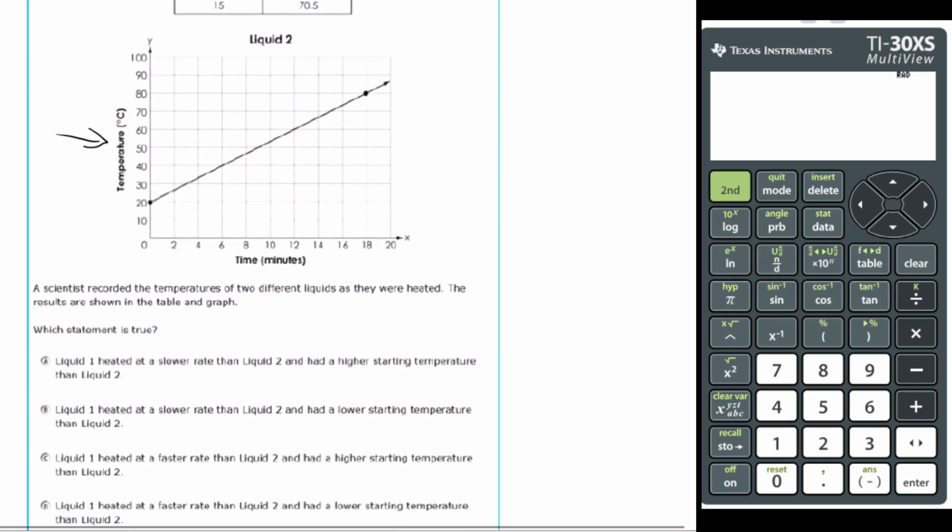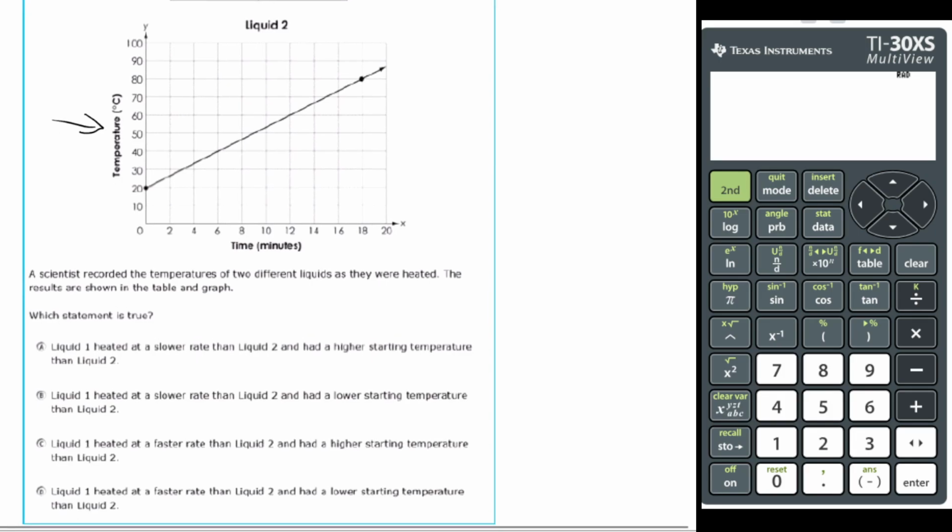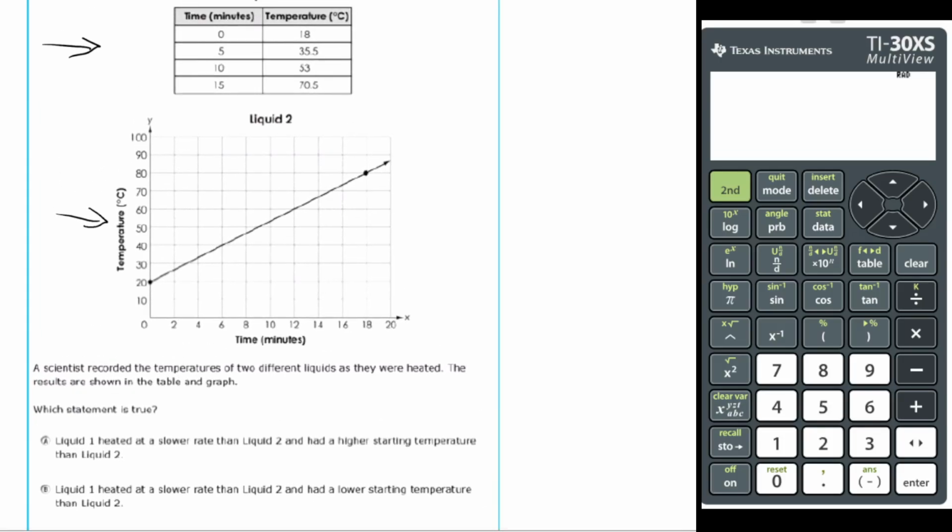Let's read our choices. A. Liquid 1 heated at a slower rate than liquid 2 and had a higher starting temperature than liquid 2. B. Liquid 1 heated at a slower rate than liquid 2 and had a lower starting temperature than liquid 2. C. Liquid 1 heated at a faster rate than liquid 2 and had a higher starting temperature than liquid 2. And D. Liquid 1 heated at a faster rate than liquid 2 and had a lower starting temperature than liquid 2.